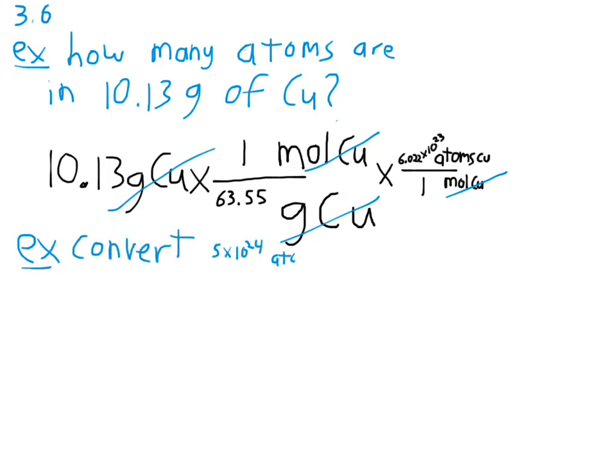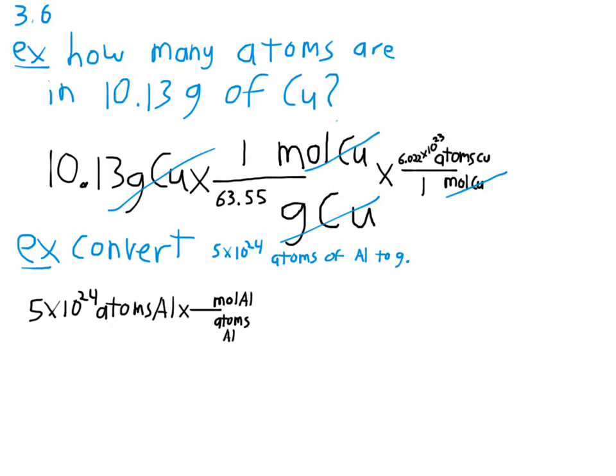Convert 5 times 10 to the 24th atoms of aluminum to grams. So what number are we going to start with? The number given to us in the problem. So 5 times 10 to the 24th atoms of aluminum. Now we're going to multiply by a fraction. What unit goes on the bottom to cancel out? Well, whatever unit we have, which is atoms of aluminum.